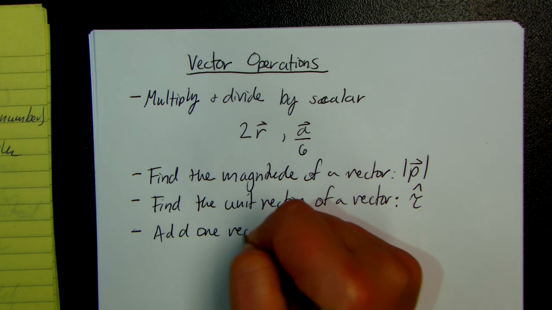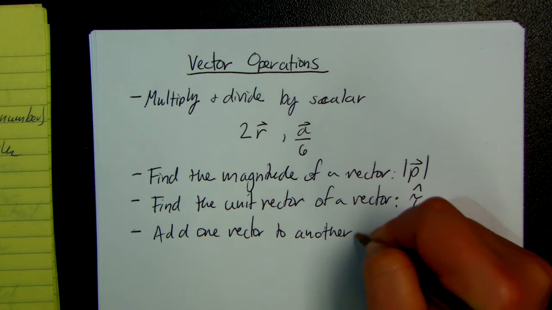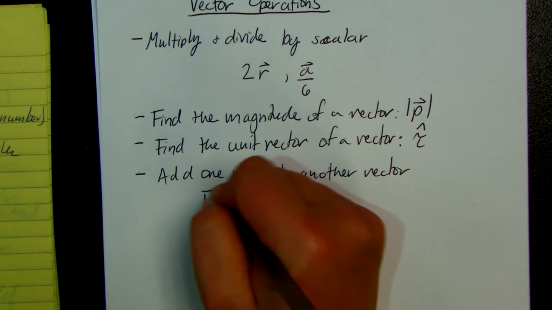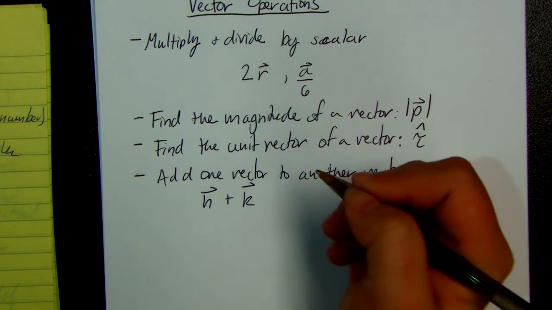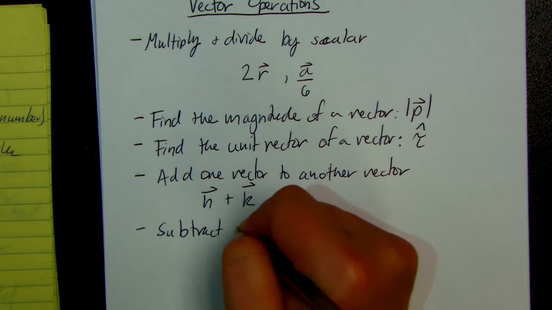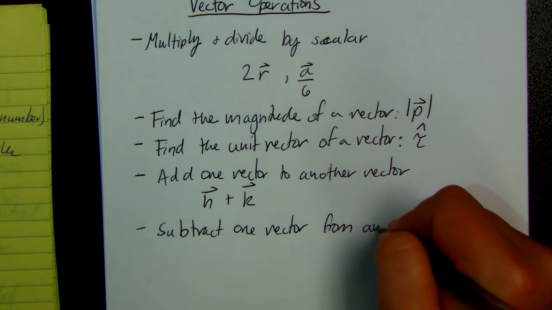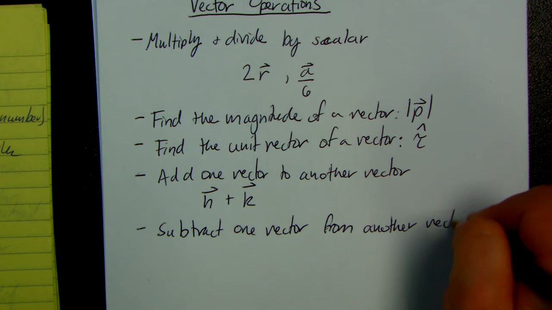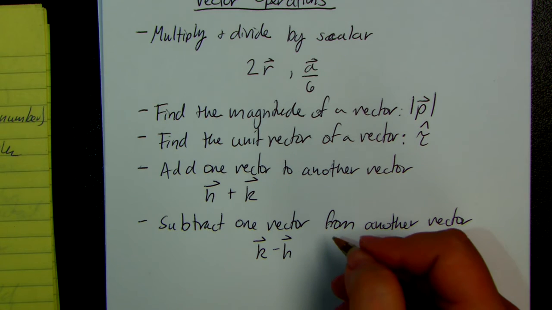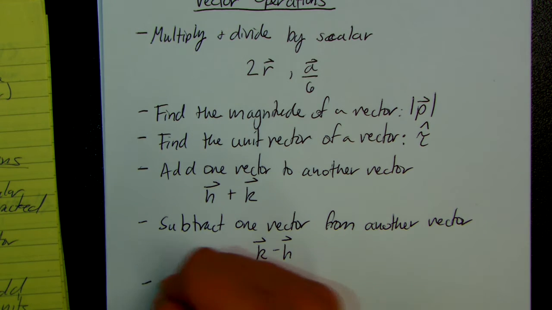And you can add one vector to another. So you can add vector h to vector k. Just like addition, you can also do subtraction. You can subtract one vector from another vector, so you can do k minus h, a perfectly allowable vector operation.